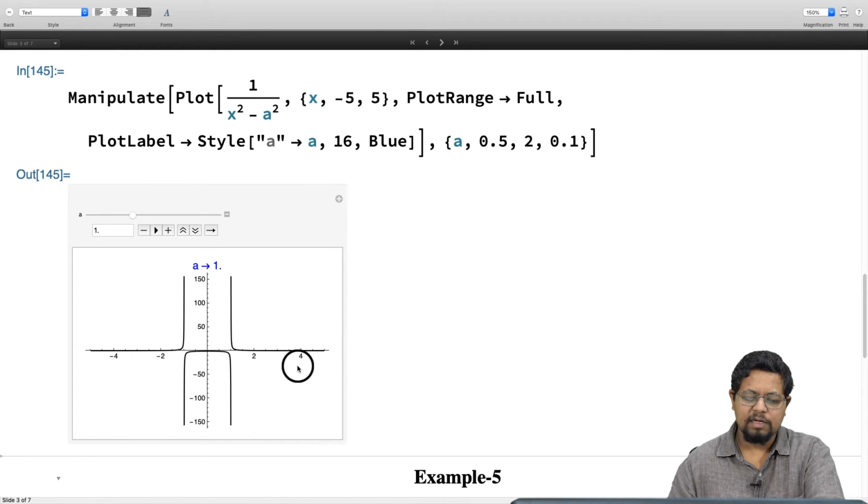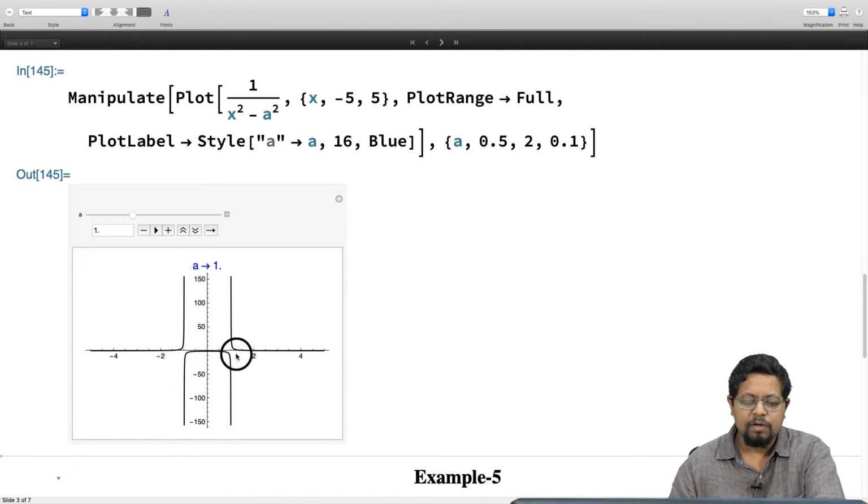It has asymptotes. For example, as x goes arbitrarily close to a, in this case a is 1, this approaches the line x equal to a, which is parallel to the y-axis. Similarly, when x becomes arbitrarily close to minus 1, the function approaches the line x equal to minus 1, and gets arbitrarily close to it.